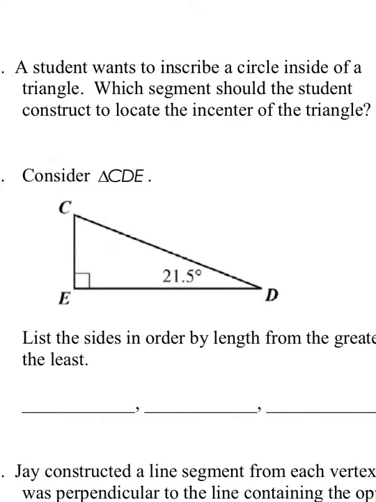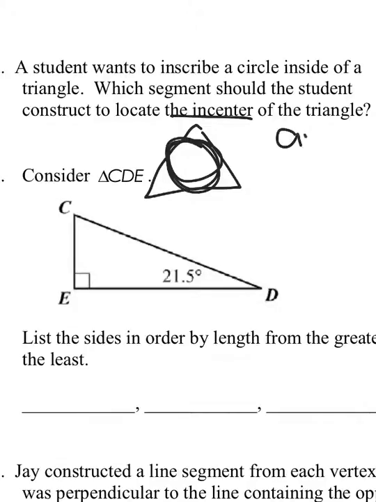Number 7, a student wants to inscribe a circle inside of a triangle. Which segment should the student construct to locate the in-center of the triangle? So they want a triangle with the circle inside. You know, that's done nicely. Which of our special segments will give us that and is where the in-center is formed from 3 of them? Angle bisector. Good job. Angle bisector.